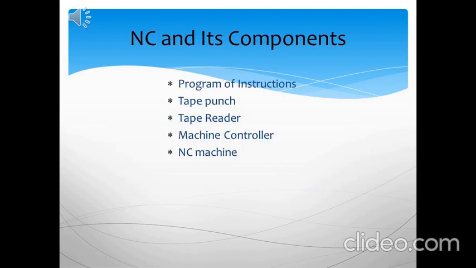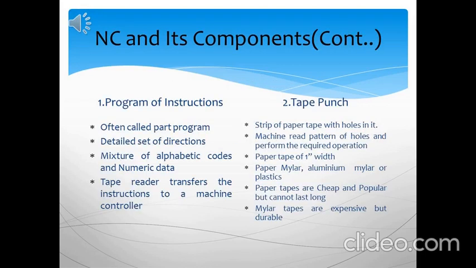NC systems and its components. A traditional NC system consists of the following components. The first one is a program of instructions, the second one is a tape punch, the third one is a tape reader, the fourth one is the machine controller, and the fifth one is the NC machine. Let us start with the components of NC machines. The first one is the program of instructions.